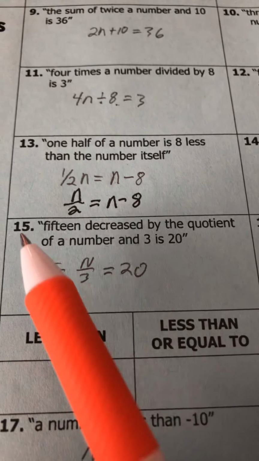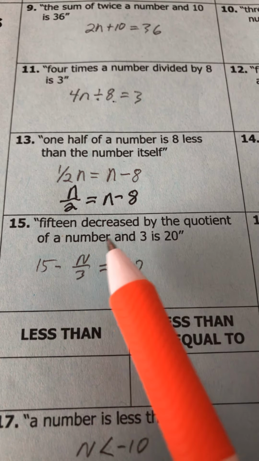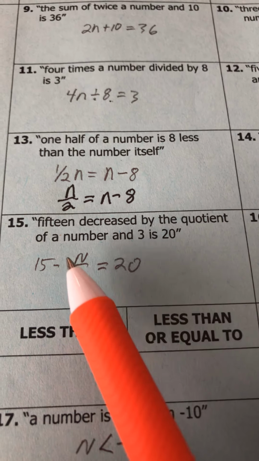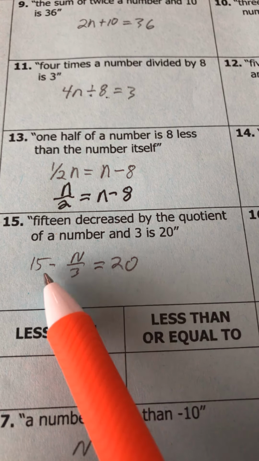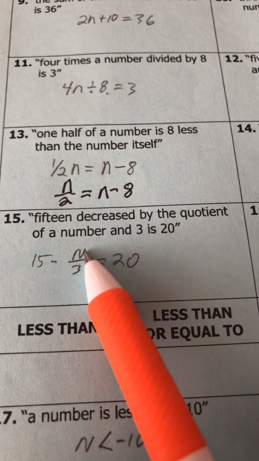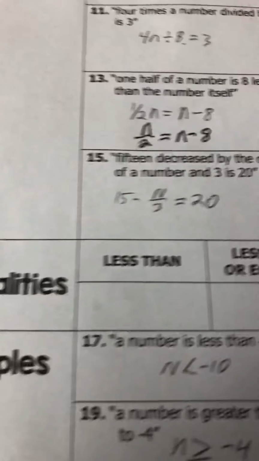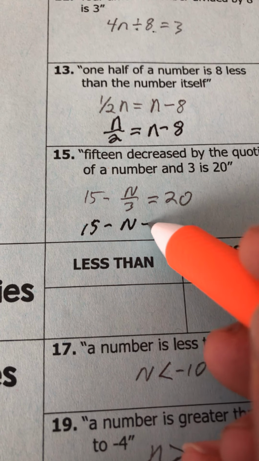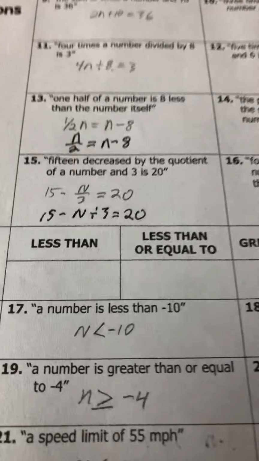Number 15, 15 decreased by a quotient of a number and 3 is 20. So here I'm starting with 15 and it's decreased or subtracted. We have subtracted here the quotient of a number and 3, so n divided by 3, and that equals 20. You could write it like this too if you'd like. 15 minus a number divided by 3 equals 20. You could write it like that.